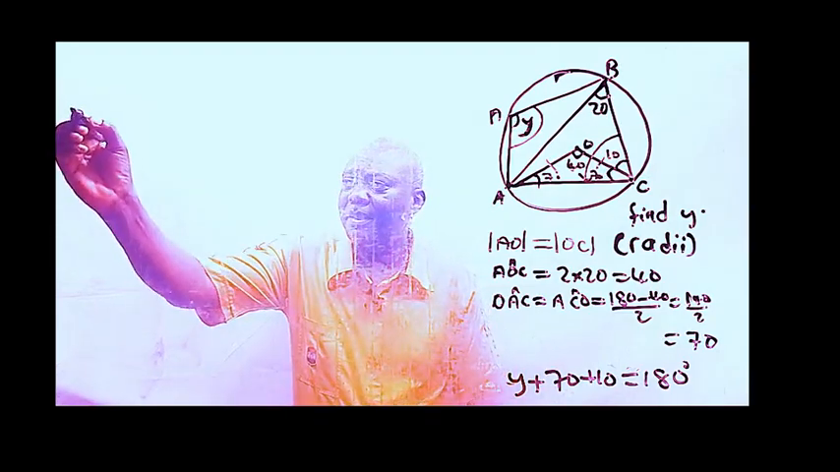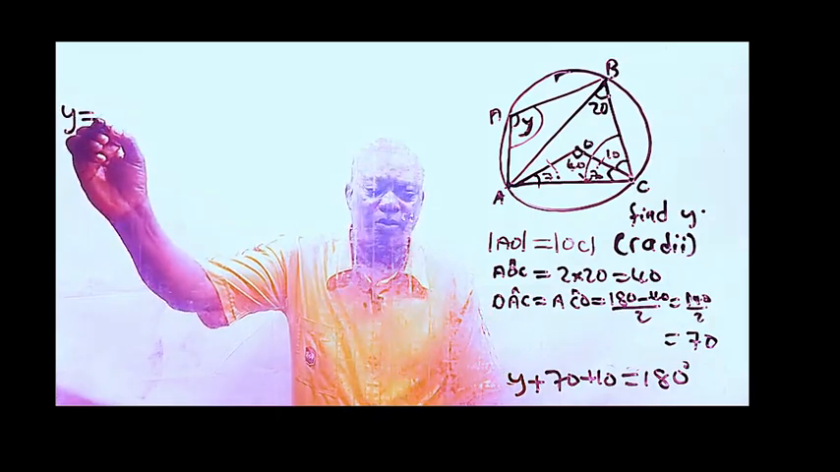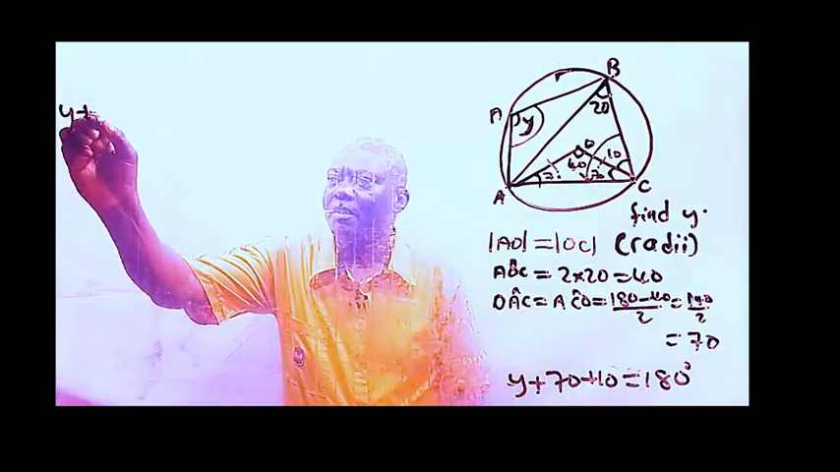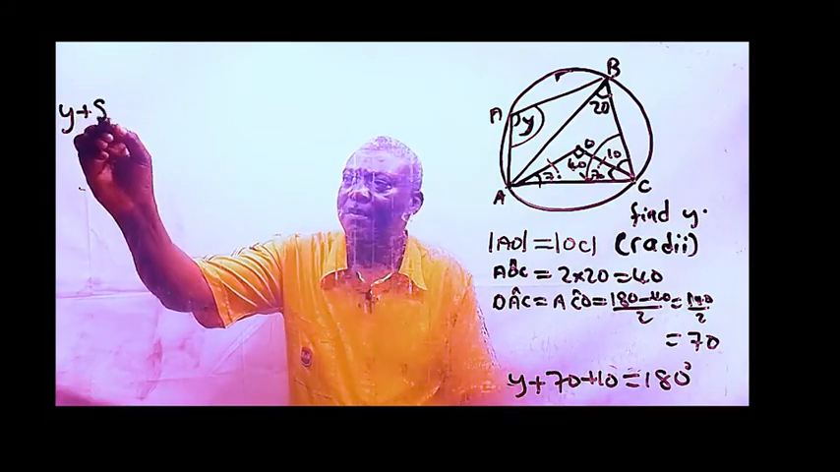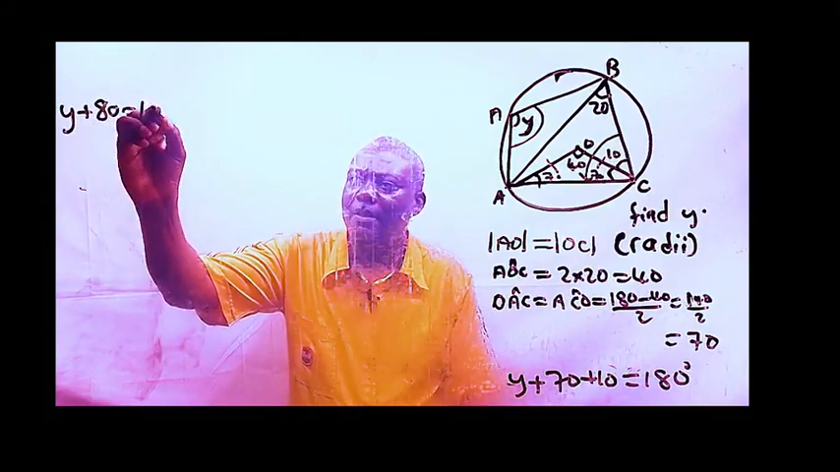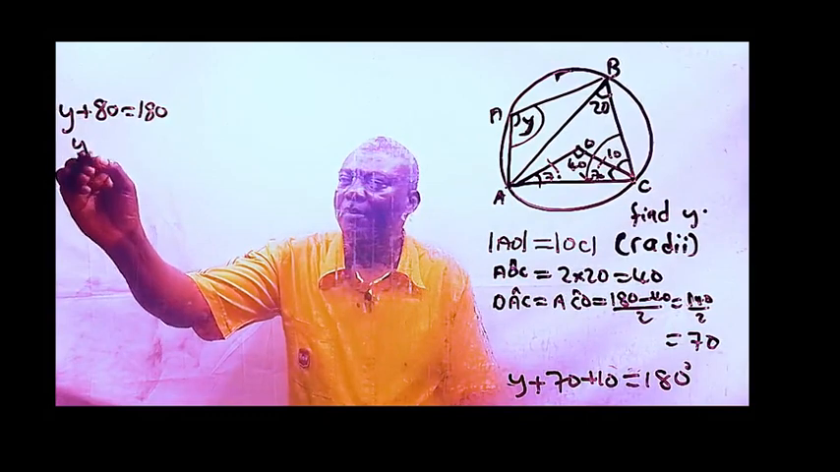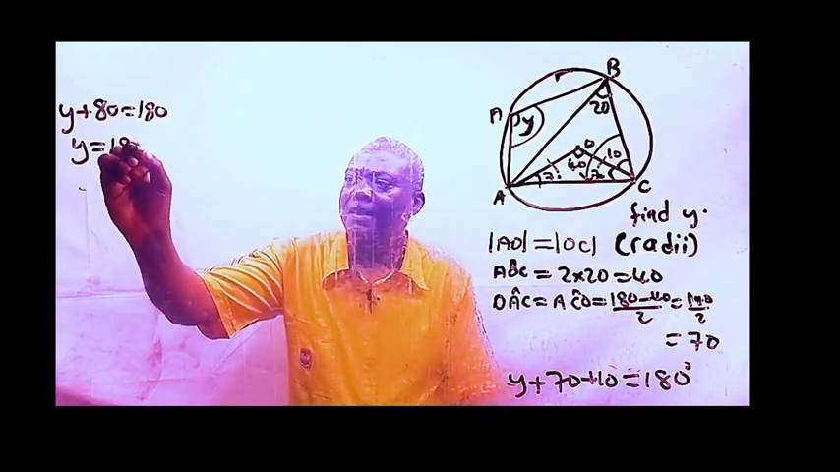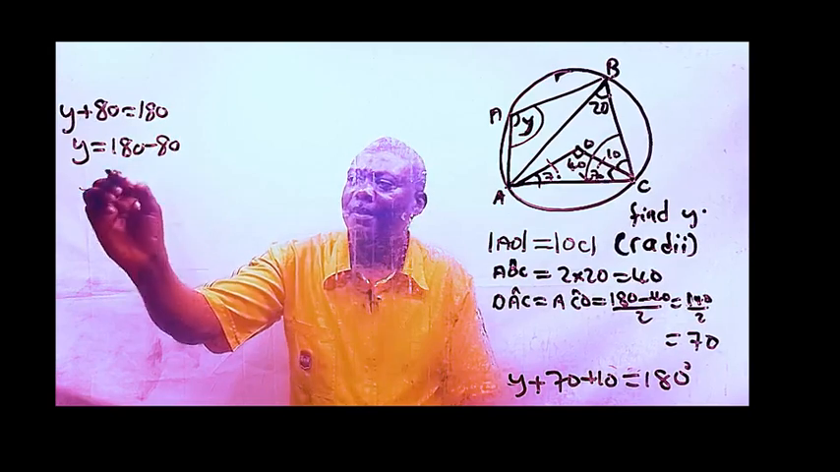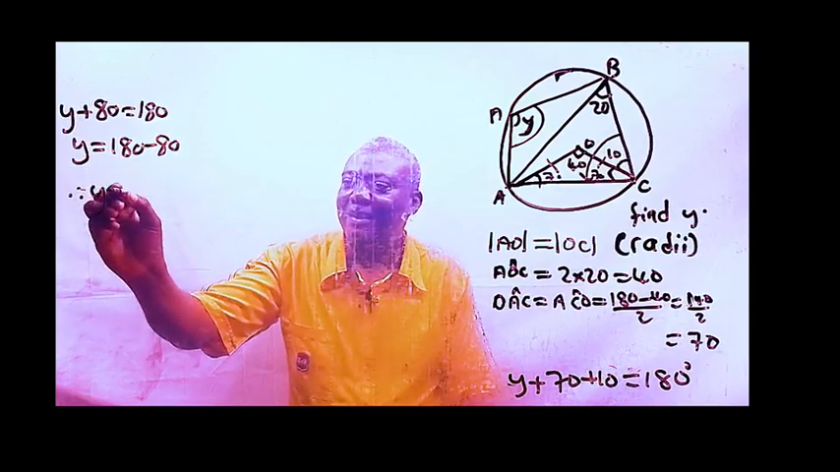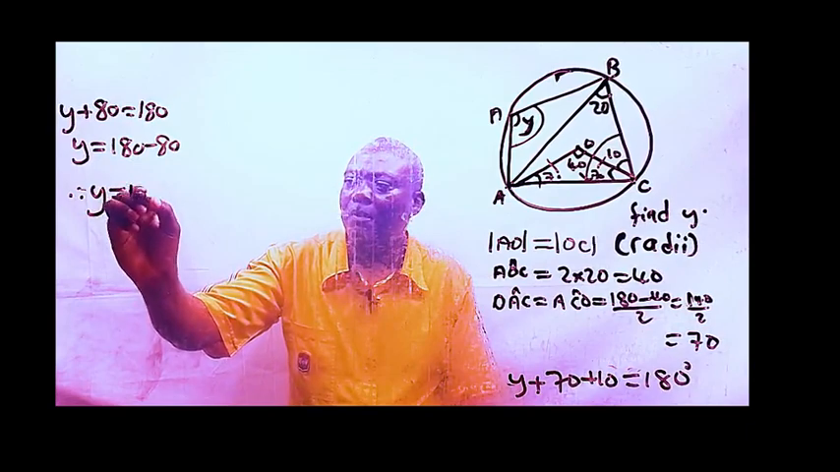That means from here we can take it as Y plus this is 80, equals 180. So Y will be equal to 180 minus 80. Therefore, angle Y is equal to 100 degrees.